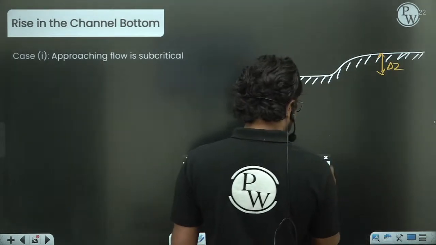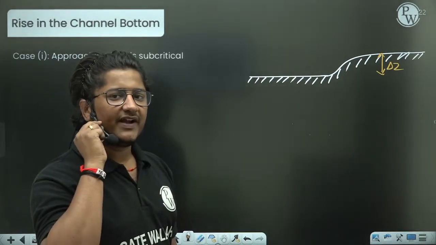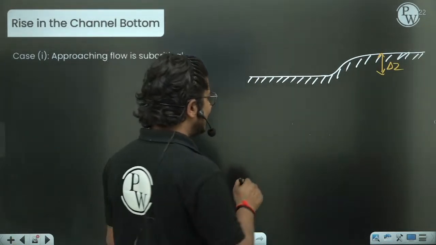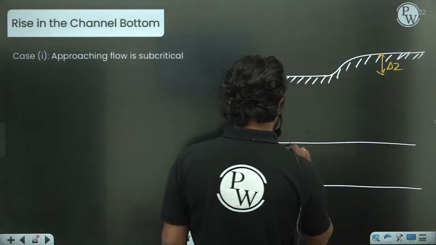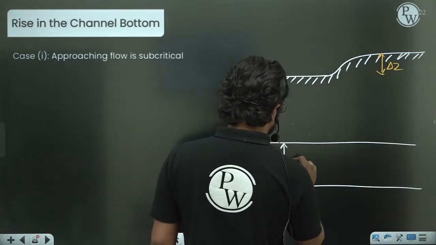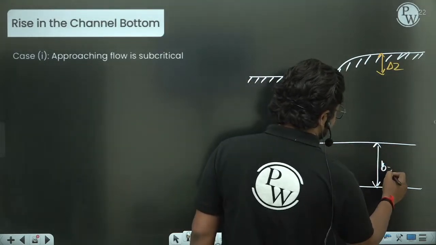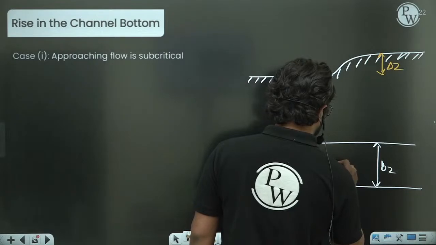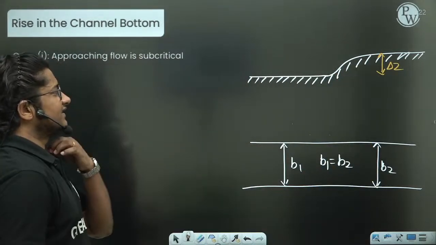Now, if there is a change in the channel bottom, will you be able to find that in the top diagram or plan view? No, because there is no change in the width. Width is same at both the sections. So B1 is equal to B2.